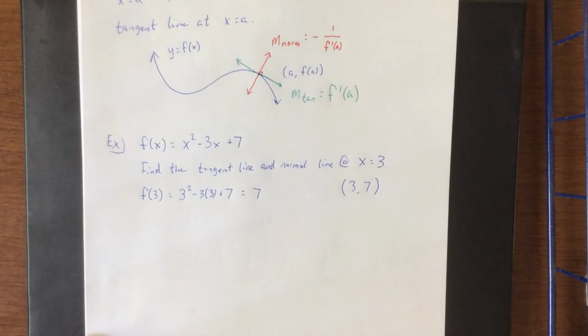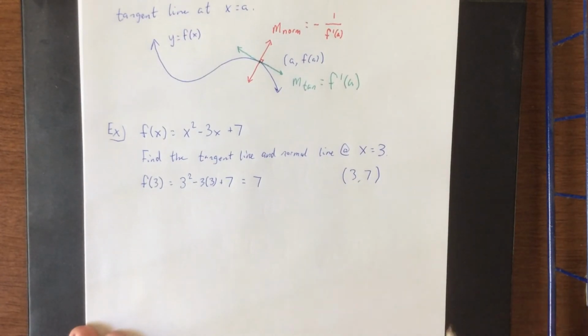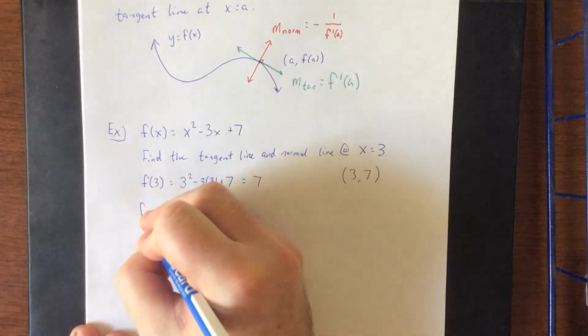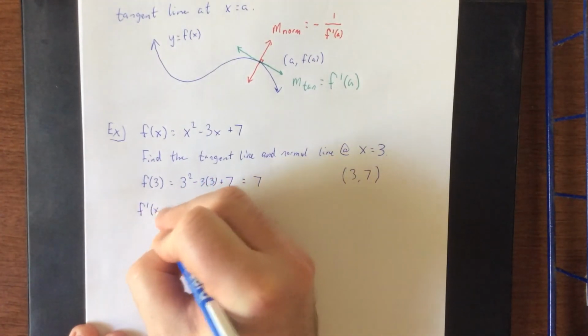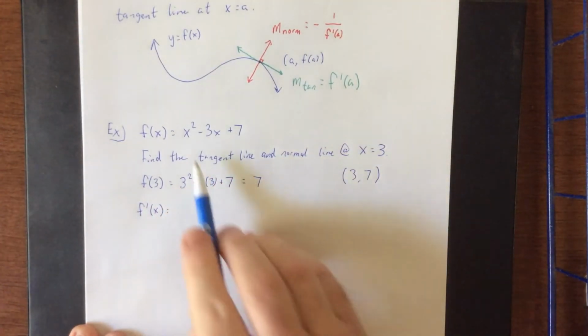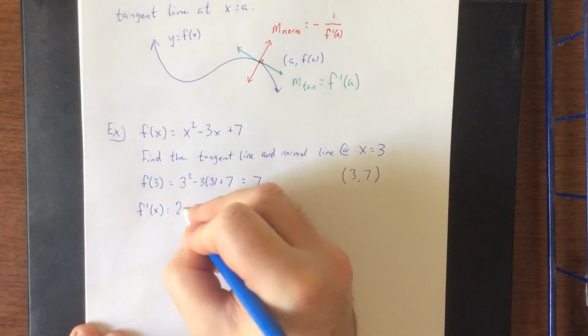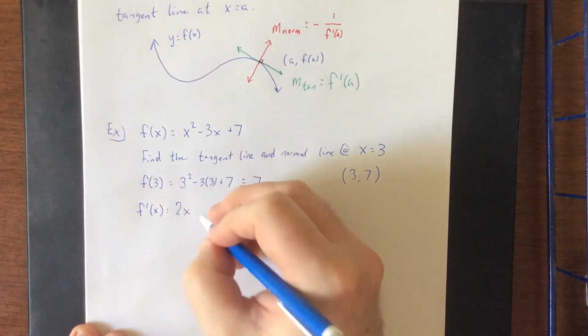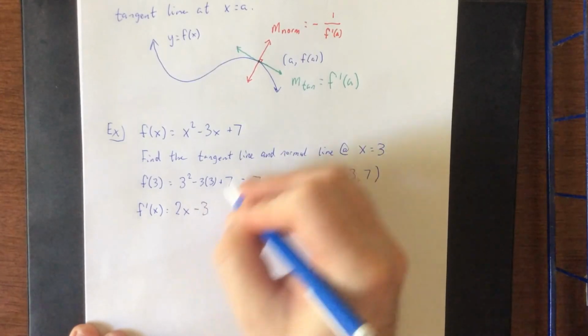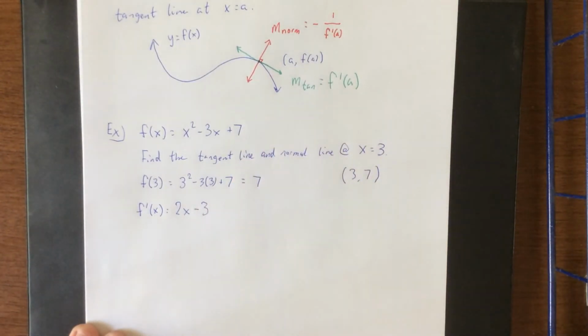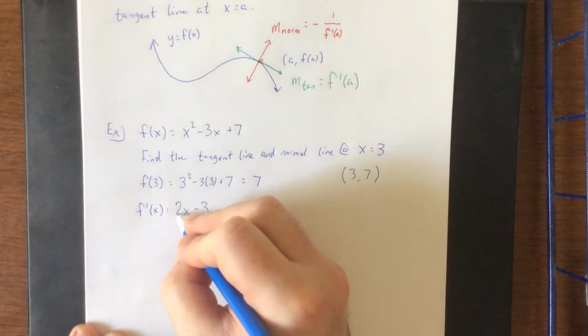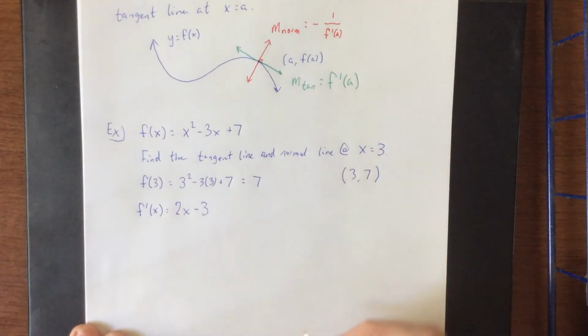Now for both the normal line as well as the tangent line, we're going to need to take a derivative. Using our shortcuts for derivatives now, the derivative of x squared according to the power rule would be 2x. The derivative of minus 3x would be minus 3, and the derivative of plus 7 would be 0. So our derivative is going to be 2x minus 3.